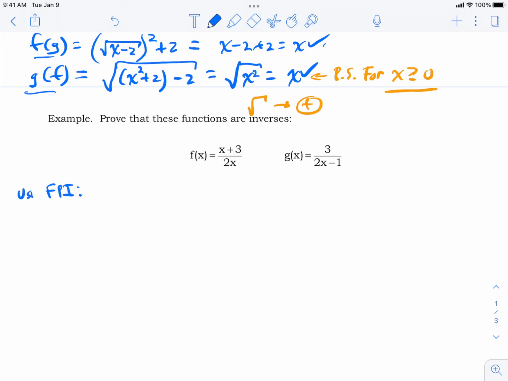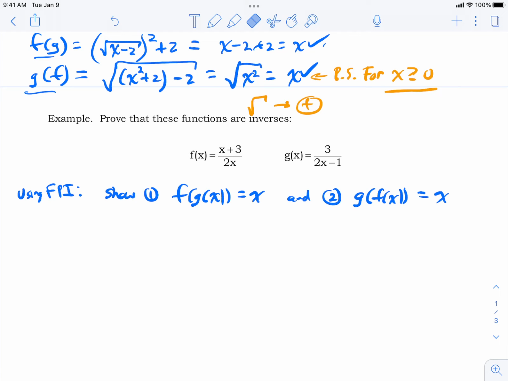So I'll say, using the fundamental property of inverses, we need to show, one, that if you plug the g function into the f function, it's just x. And you need to show the other thing too, that if you plug the f function into the g function, it simplifies to just x. Again, the good news is it is supposed to simplify to just x, so the math can't get too intense anyway.